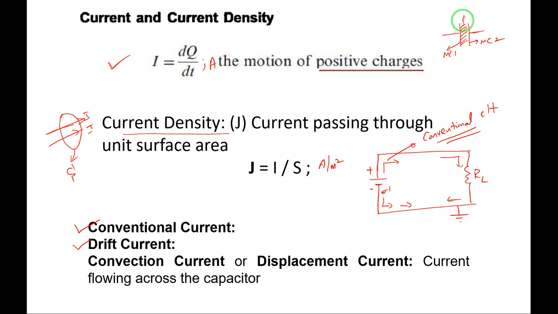So we apply an external electric field. Under the influence of the electric field, the charges will flow from metallic conductor 1 through the dielectric material, and reach metallic conductor 2, and if it has a further path, it will proceed. The current will be flowing in this direction. So under the influence of the external electric field, the current will flow in the dielectric material. That type of current, the current flowing across the capacitor, is convection current or displacement current. I hope you are getting it.